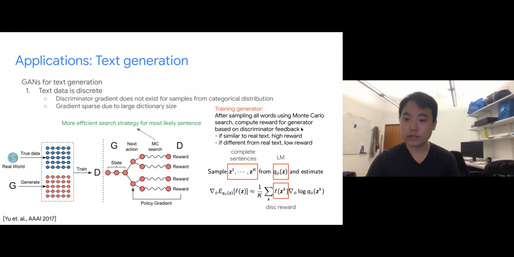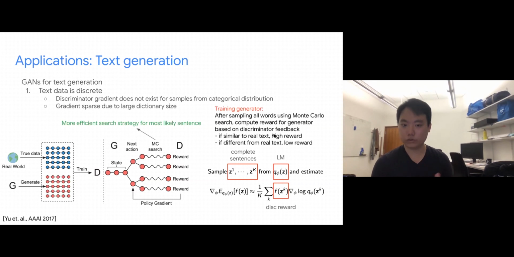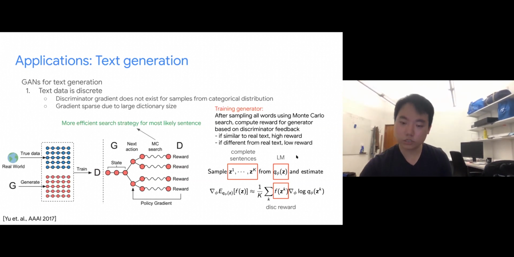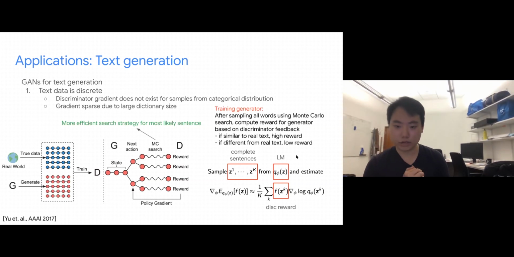So once you sample an entire sentence, you want to apply the discriminator on either real sentences or the sentences that you have generated. And if what you generated is similar to real text, you should give a high reward to your generator, and otherwise you should give a low reward to your generator. So what would you do now? Again, it's not differentiable, but you can apply these policy gradient methods.